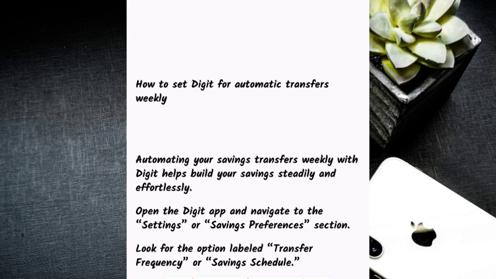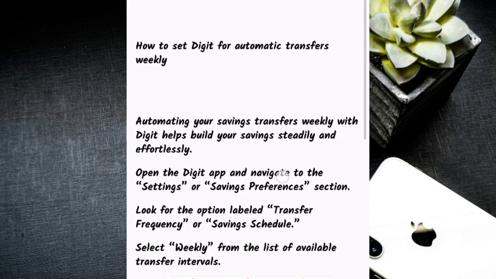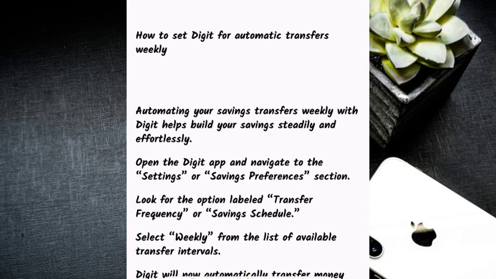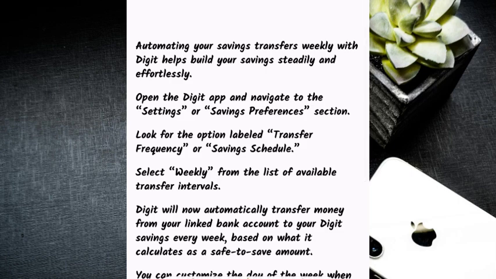First, open the Digit app and log into your account, and once you're in, navigate to the settings or savings preference section. Then you're going to look for the option that's labeled transfer frequency or savings schedule. And once you find it, select weekly from the list of available transfer intervals. Digit will now automatically transfer money from your linked bank account to your Digit savings every week based on what it calculates as a safe to save amount.